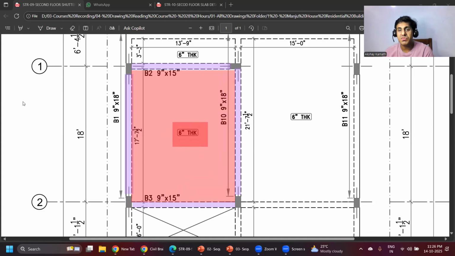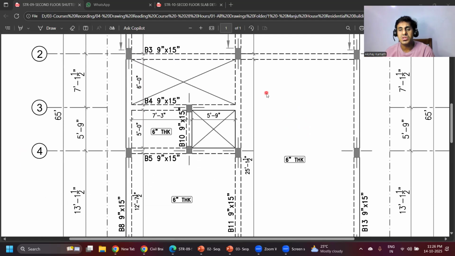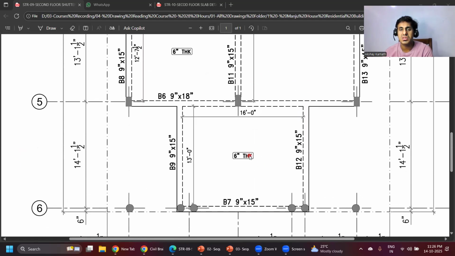In the same way, you have one more slab here. The thickness is again 6 inches. In this way, each and every slab, they are going to give you the thickness. Here also it is 6 inches.